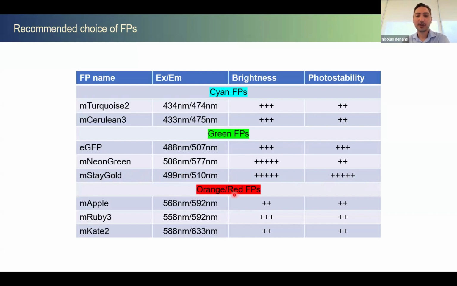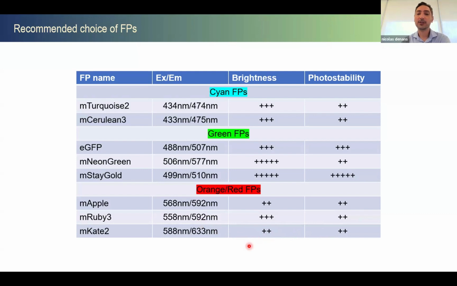Then in orange and red fluorescent proteins, there is no red mStayGold version yet. So there is no breakthrough yet. They are not as bright, or they can sometimes be as bright or even brighter than green fluorescent protein, but they're usually not as photostable. So my choices are mApple, mRuby3, which is a little bit brighter than mApple, and they have the same kind of photostability, and mK2, which is also a very good and photostable red fluorescent protein.